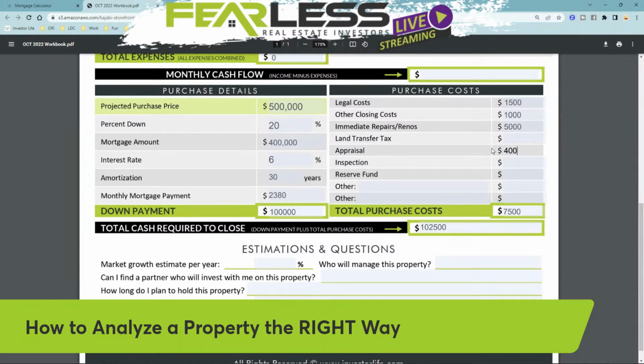Guys, if you don't know the number of what it costs to get an appraisal, then ask your mortgage broker. Make sure that you ask appraisal companies, phone around, get what an appraisal costs in my neck of the woods. We're going to get an inspection done on this property, and I'm going to throw in another $400. It could be $500, it could be $600, it could be $250. Again, whichever company you're going to use, ask them how much this is going to cost.